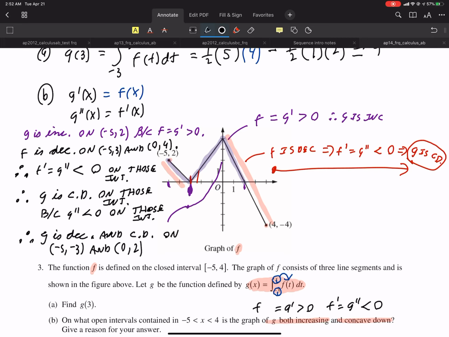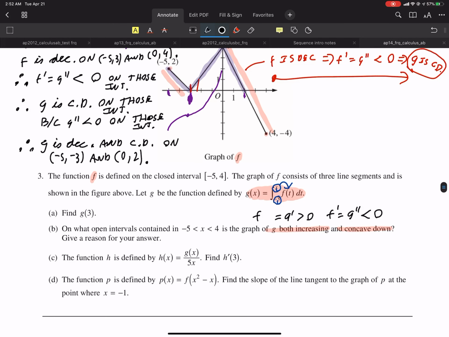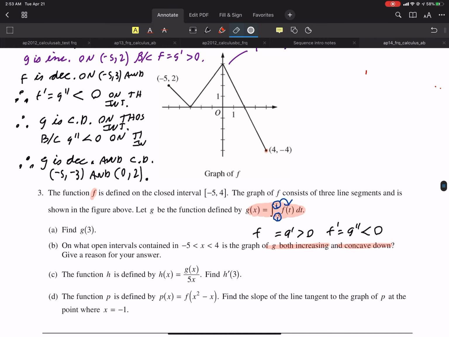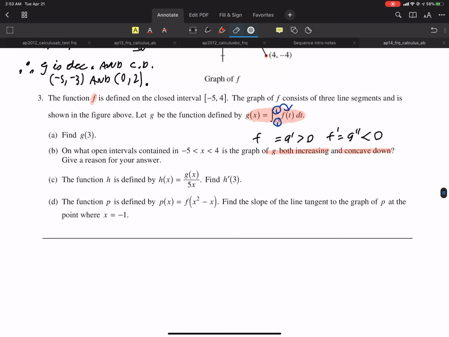That was pretty long for part B. Let's move on. Part C. Should I clean this up top? I will clean it up a bit for you because it is a mess of writing. Okay. There we go. C.